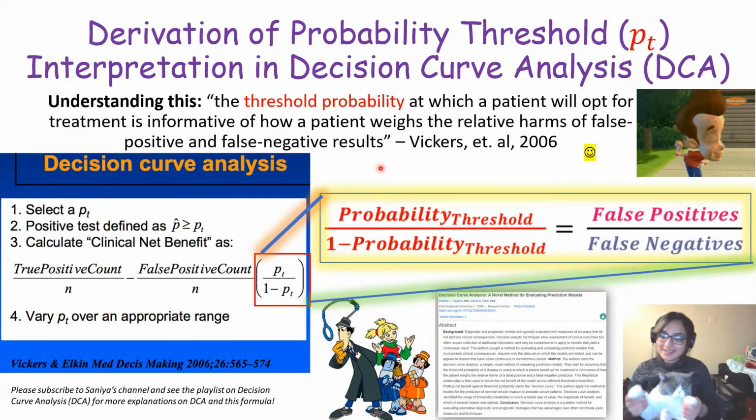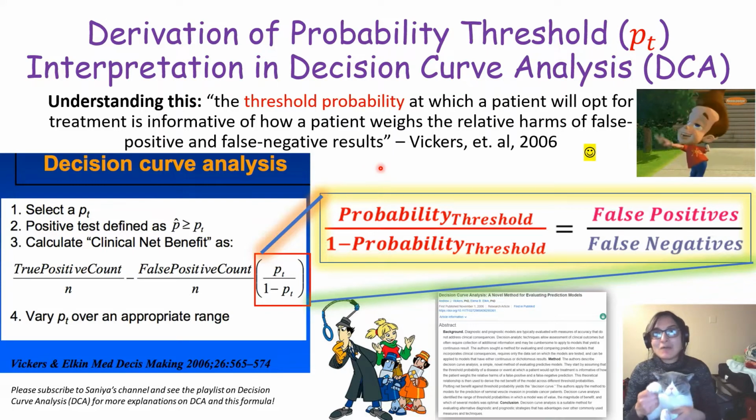And I talk about in other videos, please do see those, please subscribe and see those as well, about how a probability threshold of 25% is interpreted, how many different probability thresholds are interpreted. And I often go back to this formula here. Probability threshold over 1 minus PT is false positive over false negative, and this is part of the decision curve analysis formula for calculating clinical net benefit of a predictive model or approach. And we go into that more in other videos too.